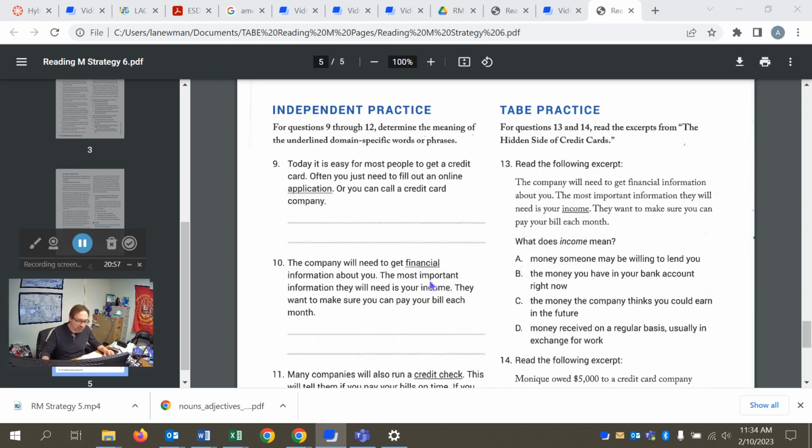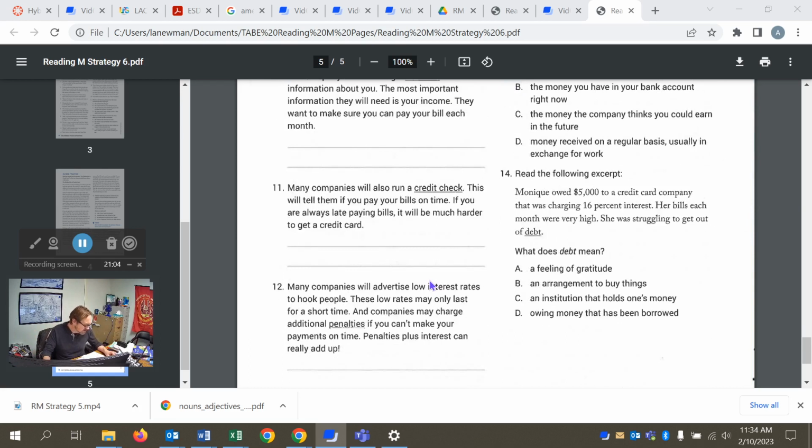All right, number 10, financial information, relating to your money and the management of your money. 11 is credit check, so an assessment or check of your credit history, summarizing whether you've paid your bills on time and whether you have paid your financial obligations. And then 12, penalties. In the domain of credit cards and finances, penalties mean like extra fees or charges that you are given that you have to pay monetarily.